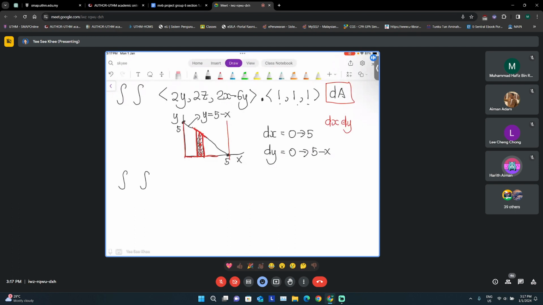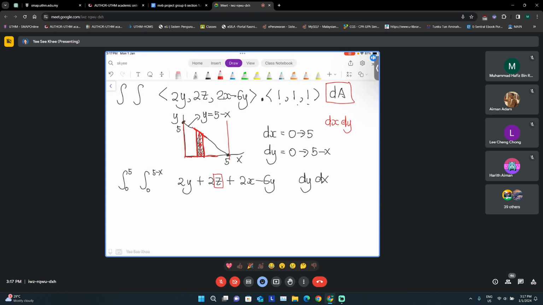We put our interval here. Remember, I told you before, numbers should stay outside, and the variable should stay inside. And this thing we haven't settled yet: 2y plus 2z plus 2x minus 6y. So we have the dy dx.